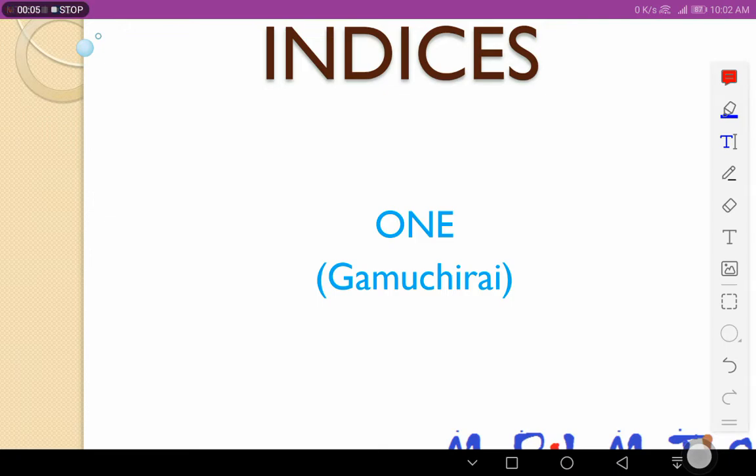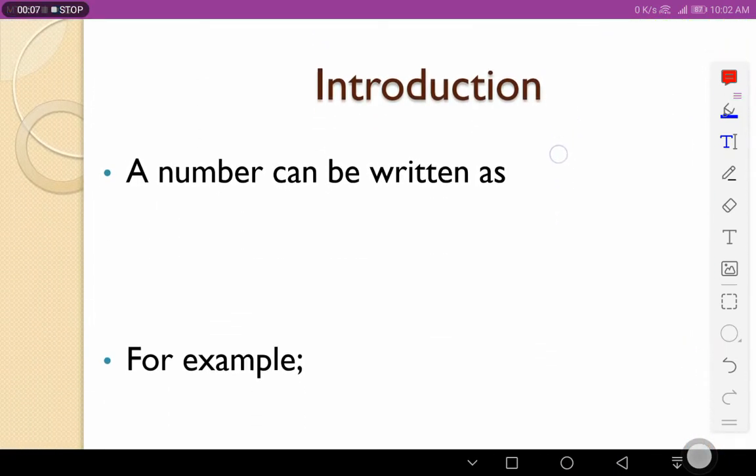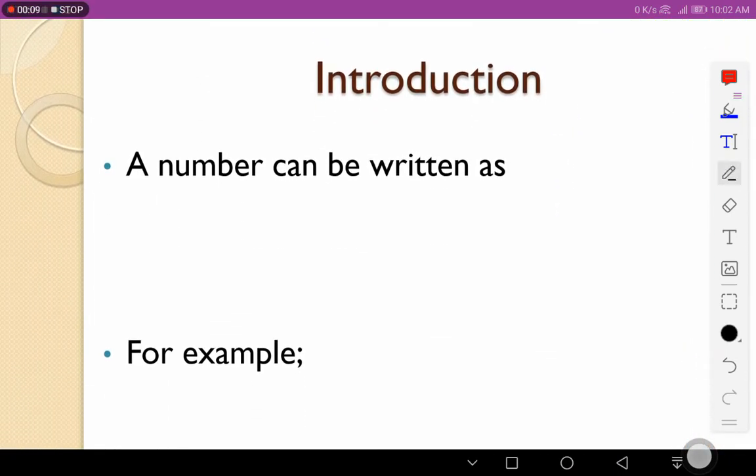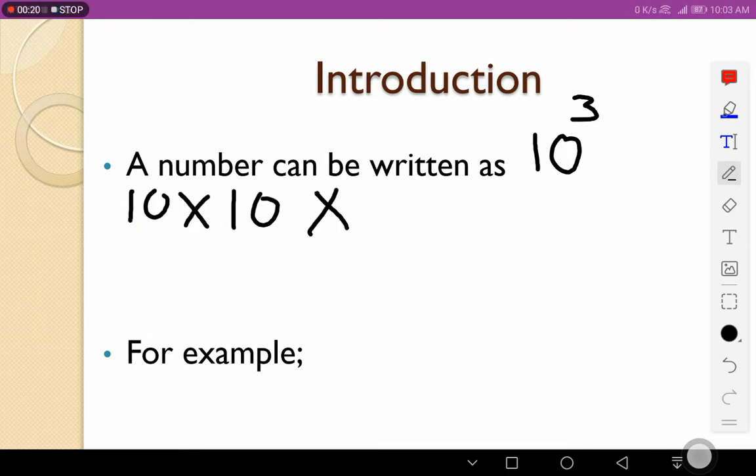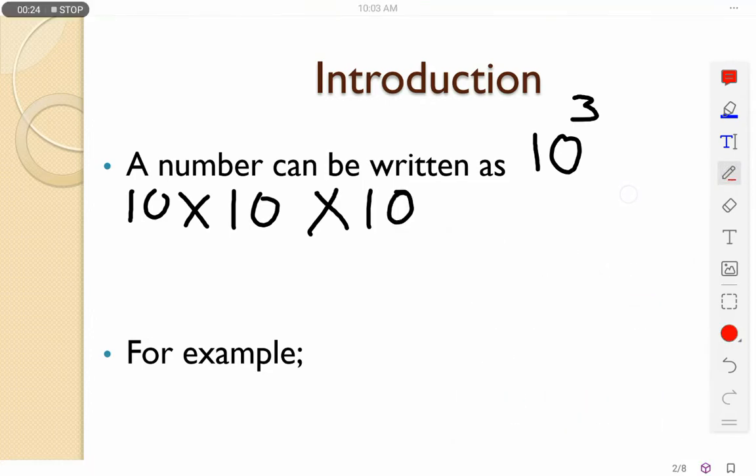Today we want to look at indices. Let's say we've got a number and that number can be written as 10 to the power of 3. This number can also be written as 10 times 10 times 10. So we are taking into account the number of tens that we have. We've got 10 to the power of 3, I've got 3 tens there.